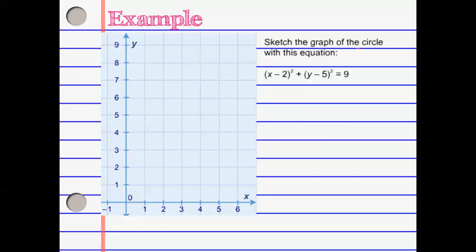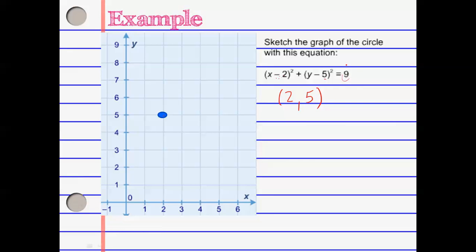Here we want to sketch the graph of the circle with this equation. All right, so the way we do this, when you're sketching a graph, you first want to start with the center, okay? Remember, when we're finding our center, our points are going to be opposite signs, right? So the center here is going to be positive 2, positive 5. So we're going to plot that point right there, 2, 5.